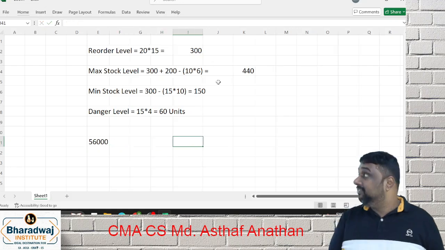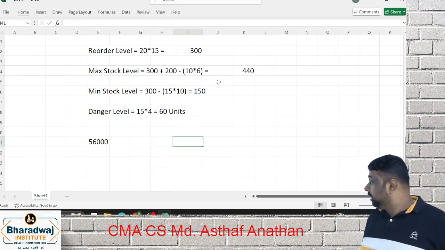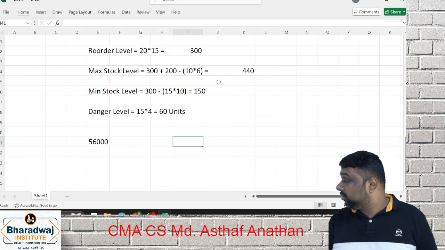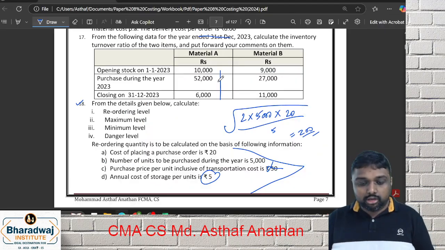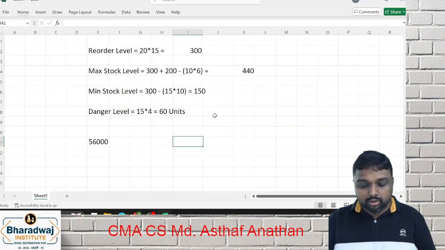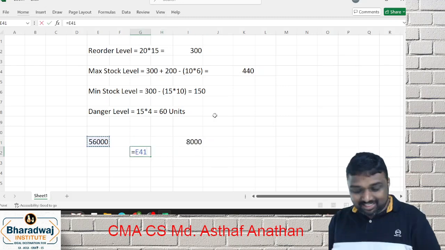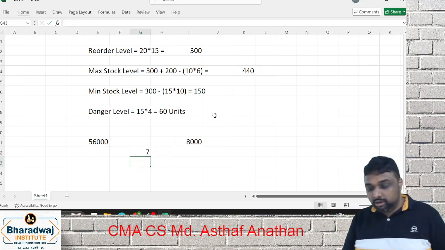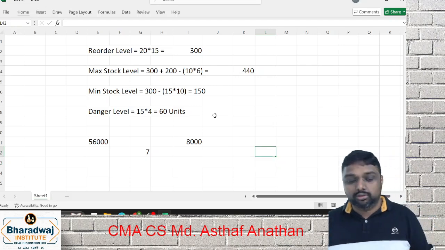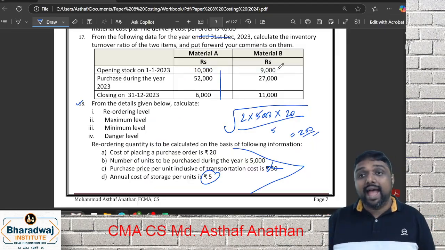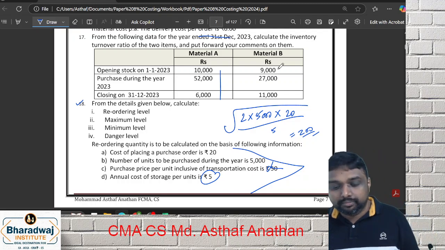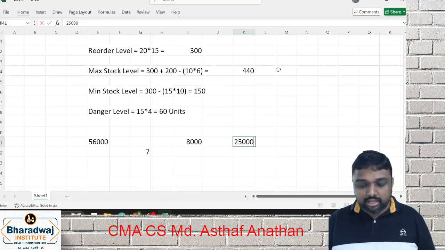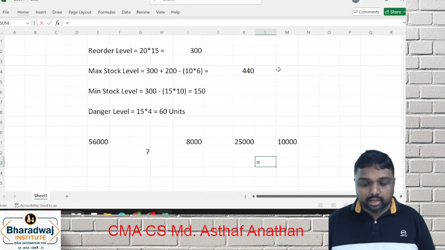Now you have to take the average stock. Average stock is opening plus closing divided by 2. It will be 8,000. Now you can go for the formula: 56,000 divided by 8,000. I will do the second one also, because let us learn the comparison also. What is the consumption for the next one? 9 plus 27 minus 11. You will get 25,000. Average stock is 10,000. So if you calculate here, you will get 2.5.